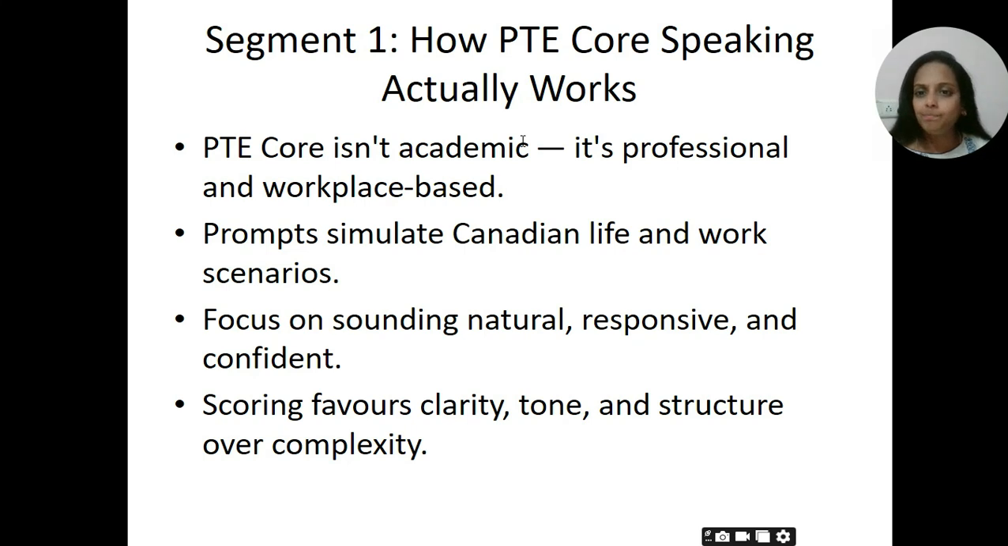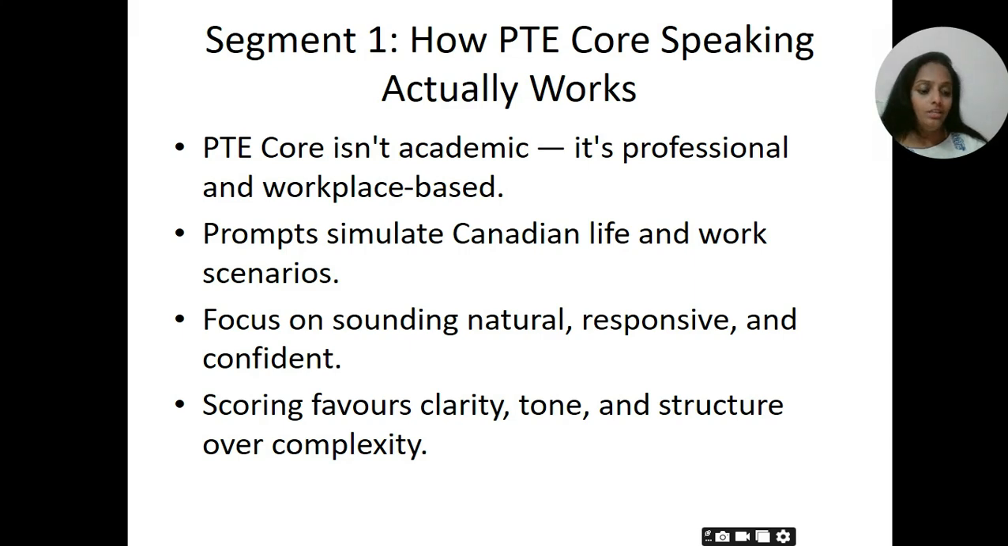So, what does this mean? You will encounter prompts that simulate workplace conversations like resolving a customer issue, and everyday situations like apologizing for a delay, professional settings like asking for clarification during a meeting. Got it? What the AI is listening for is not perfection, but natural fluency, clear structure, and your ability to engage in a conversation appropriately.